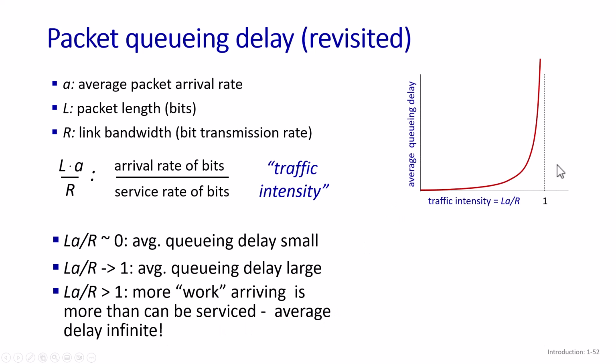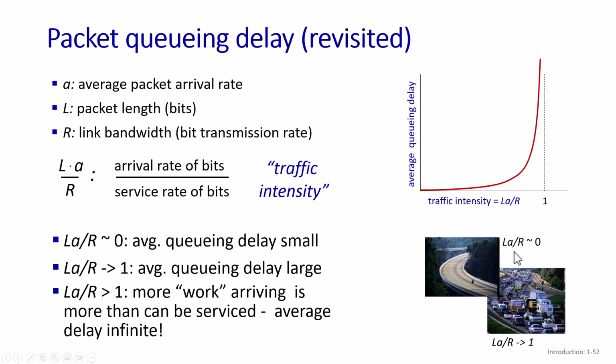When we put these into a figure, here is the average queuing delay, and here is the traffic intensity. When the traffic intensity is close to 1, as we can see, the average queuing delay goes to infinity. In terms of a picture, here is what we desire: LA over R close to 0, meaning the road is empty and the traffic intensity is low. But here, LA over R is close to 1, meaning the traffic intensity is high, and in the picture there are a lot of cars. So there will always be a queue, because we cannot service the bits fast enough to clear the road.